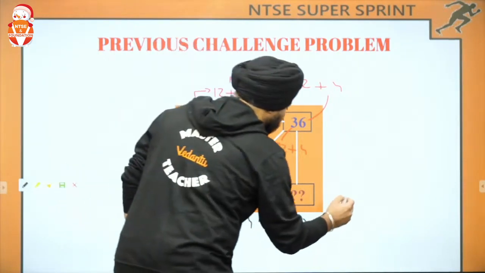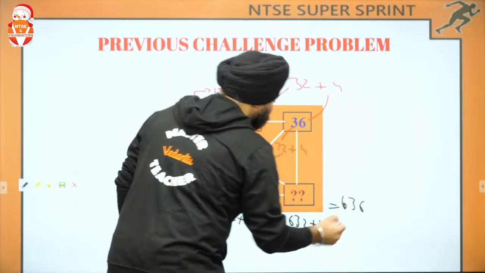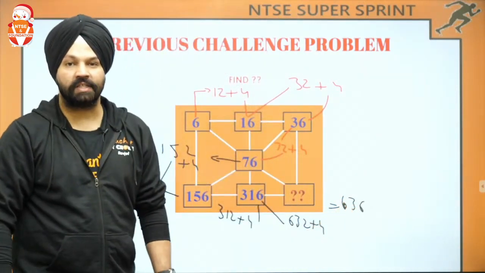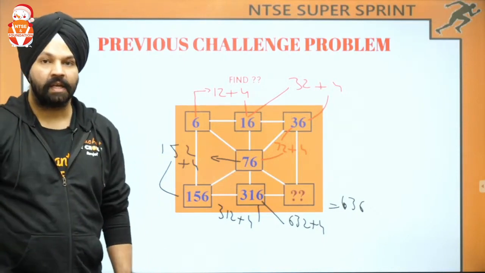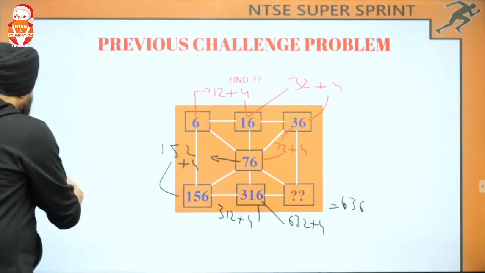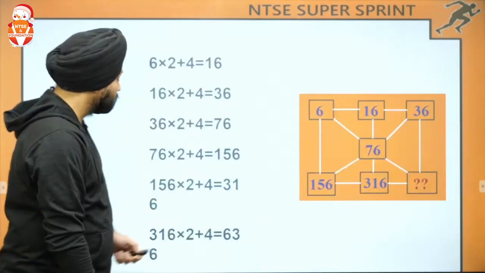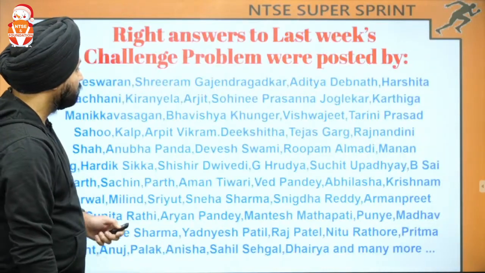So that comes out to be 636. So the right answer is 636. I repeat, the answer for this number puzzle is 636, and this right answer was given by many students. Well, this is the logic and the right answer.